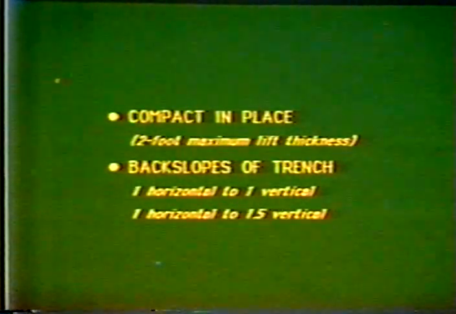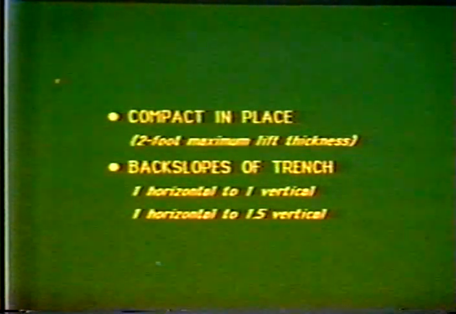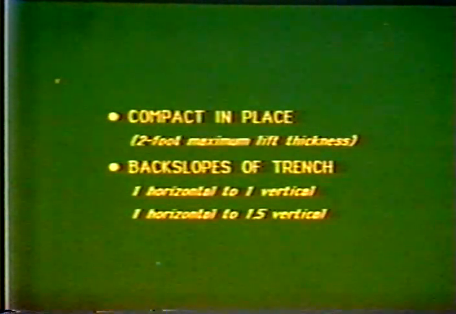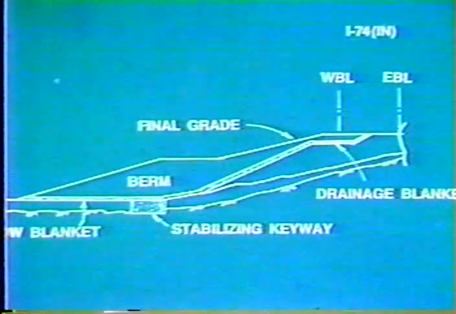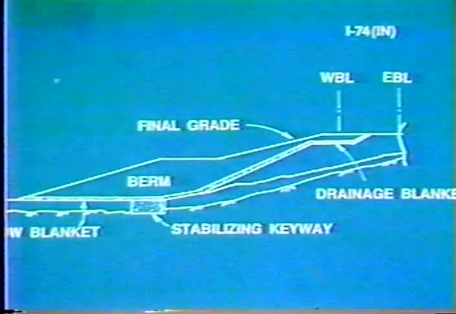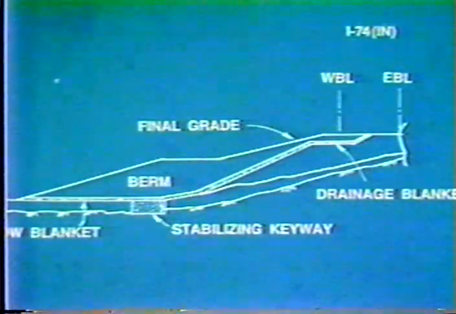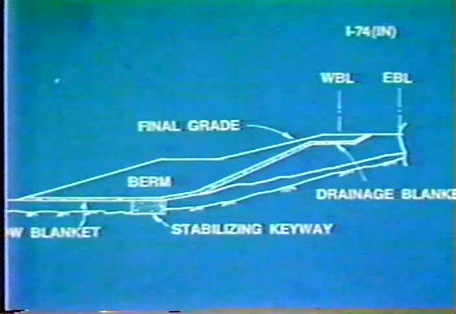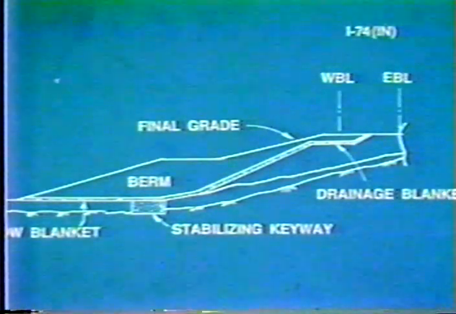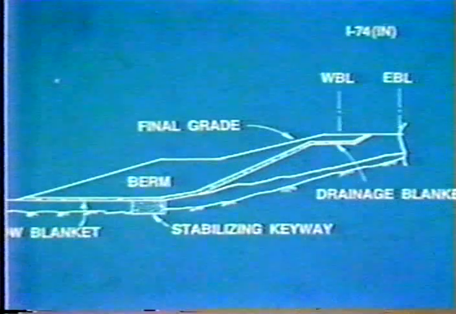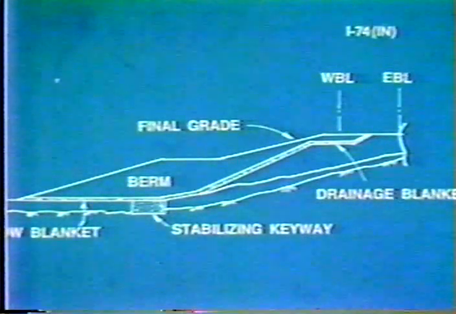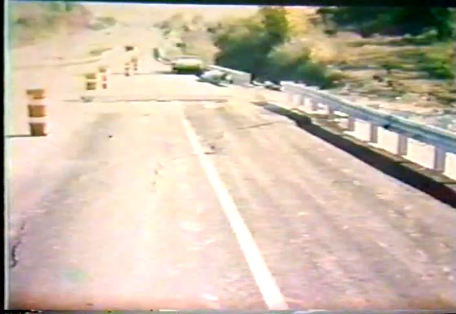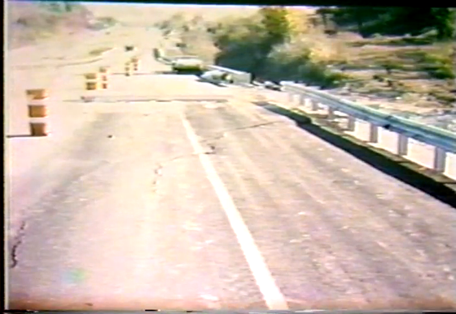You can usually build the back slopes of a trench one horizontal to one vertical, or one horizontal to 1.5 vertical. Again, another technique, as I was talking about earlier there, using the berm and a stabilizing keyway, you can simply build a small trench where if bedrock is close to the surface, key it in, and you can see that we're forcing the failure surface, we're trying to force it through that keyway, and that increases the stability when we use high-strength material.